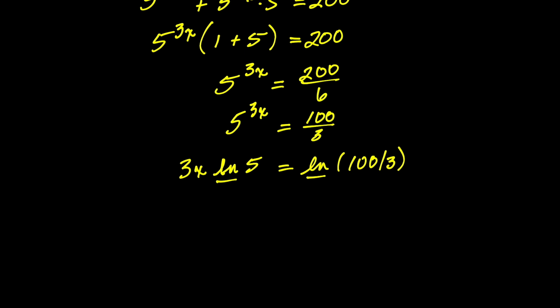In any event, I took the natural log of both sides, and that releases this exponent. It comes out to the front, natural log of 5. I want to solve for x, so I'm going to divide both sides by 3 ln of 5. So x equals the natural log of 100 thirds, and you might write them this way as well, divided by 3.